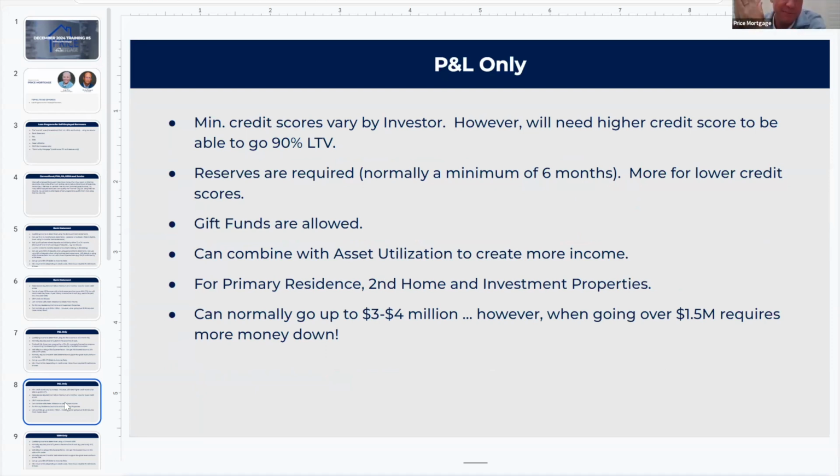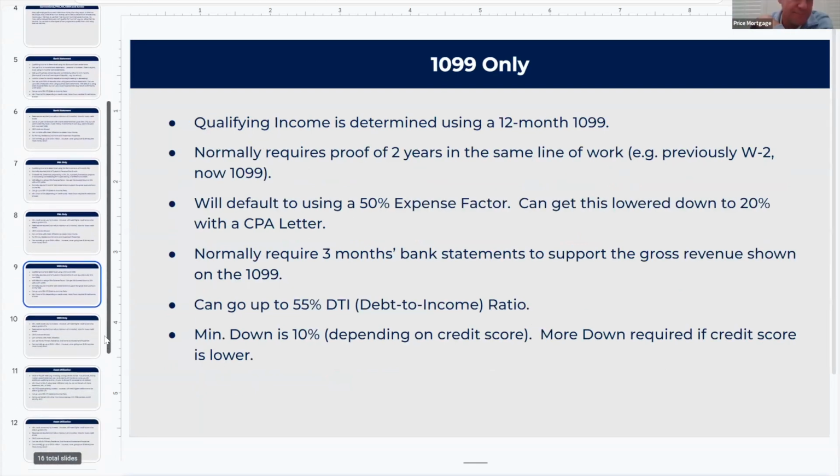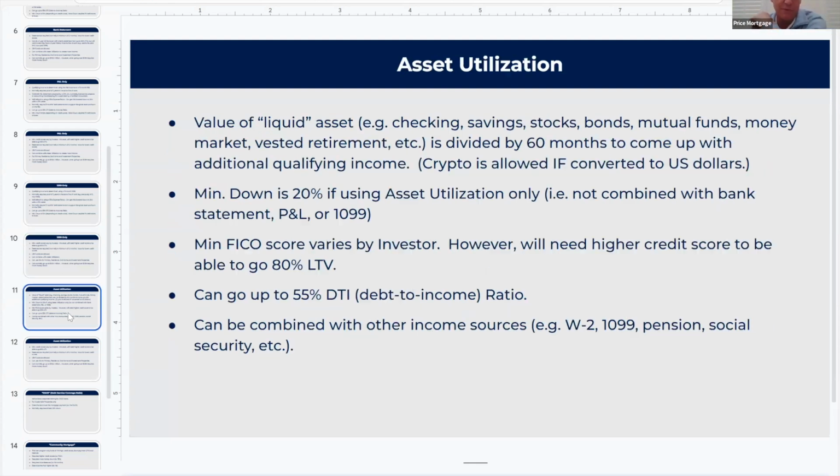So some people would rather just do the P&L instead of providing 12 or 24 months bank statements. You can also just do a 1 year 1099 only. Somebody just provides the 1099, same thing. We're using that gross figure, 50% expense factor. Everything else is the same. So you can go bank statements, you can go P&L, or you can do 1099 only. They all function exactly the same way.